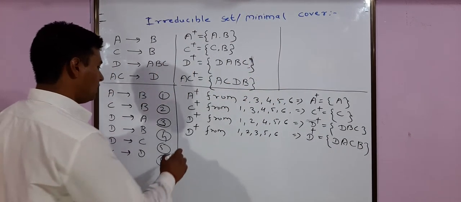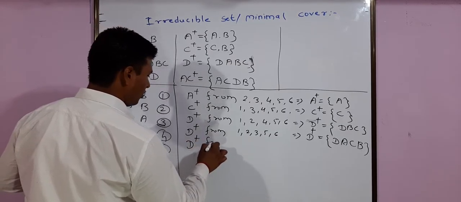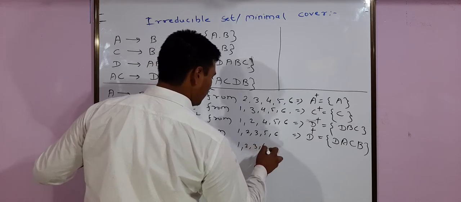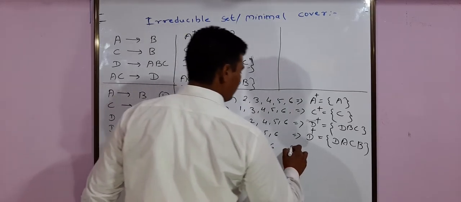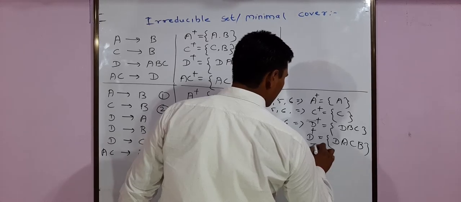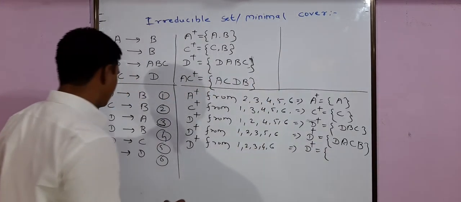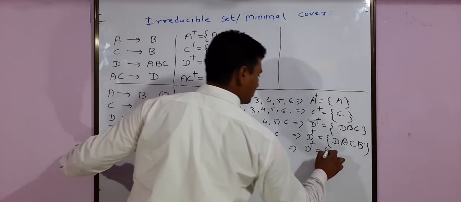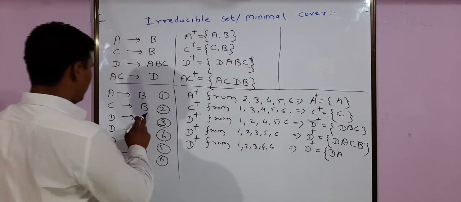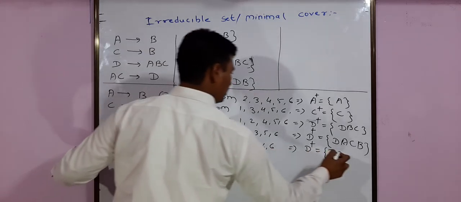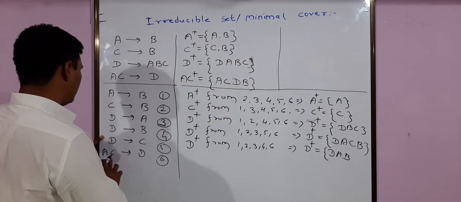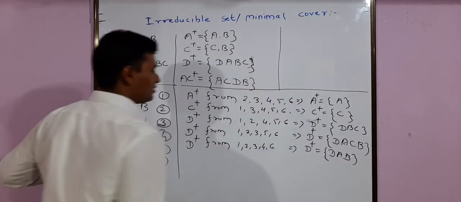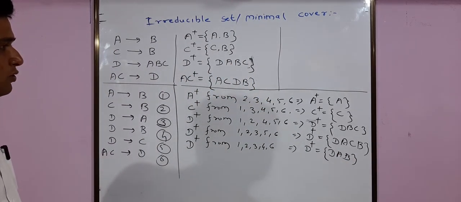Now I will find out D closure, now I will consider 1, 2, 3, 4 and 6. I will skip here 5. So we will find out the D closure again. D closure is equal to, I will not consider this, remember. So how to find out D closure? D determines D itself. D determines A according to this. D determines B, so I will write here B. Nothing else is present. So DAB. This is the D closure.